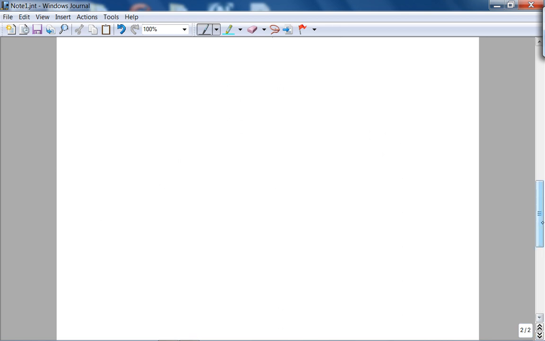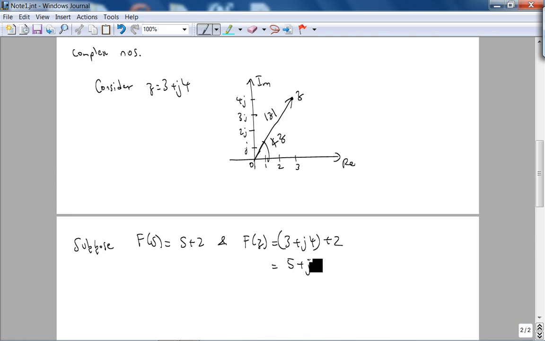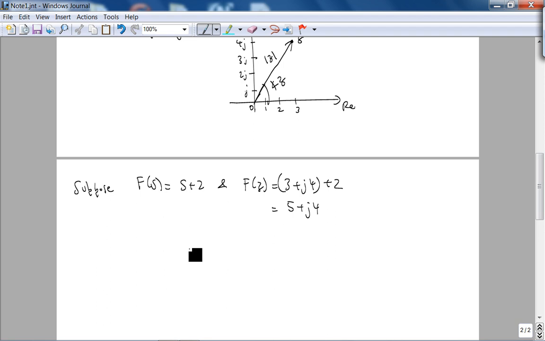However, what's powerful about the vector representation of complex numbers is, suppose we have a very simple transfer function, there's only one zero, s plus 2, and we want to evaluate it at z. It's obvious that this is simply 3 plus j4 plus 2, so this is 5 plus j4. But that's not the point of the vector representation. The point is you can graphically represent this solution this way, right?